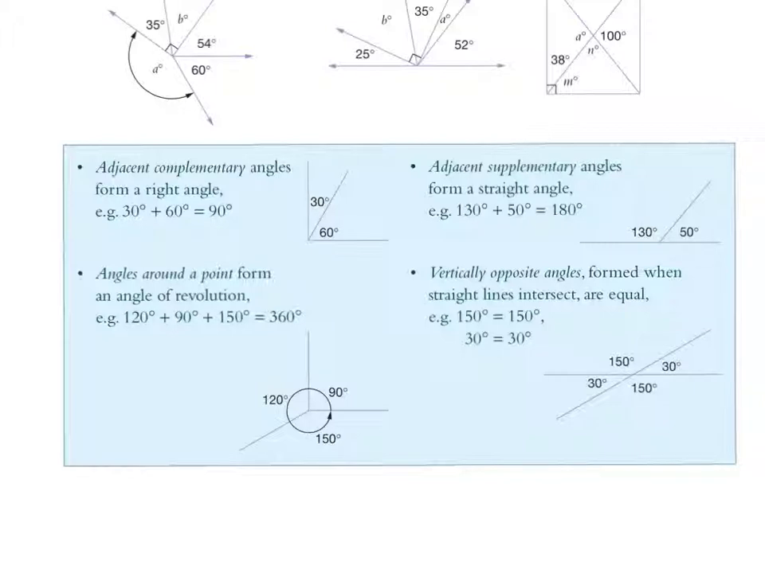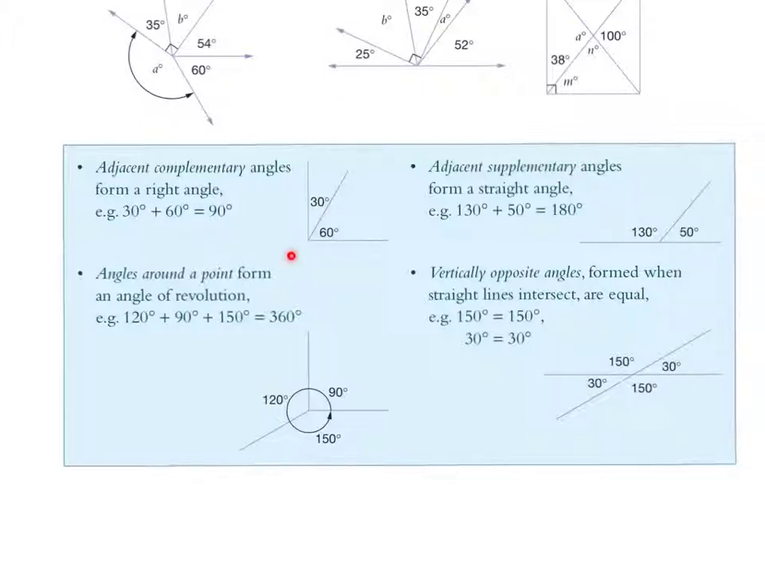Again, if I didn't know one of those, say I didn't know the 50, I could figure it out, couldn't I? I'd say to myself, well, the line is 180, I've already got 130, so what do I need? What do I add to 130 to make 180? I add 50 on. Okay? So you'll have some questions in your exercises that will ask you to figure out the missing angle.